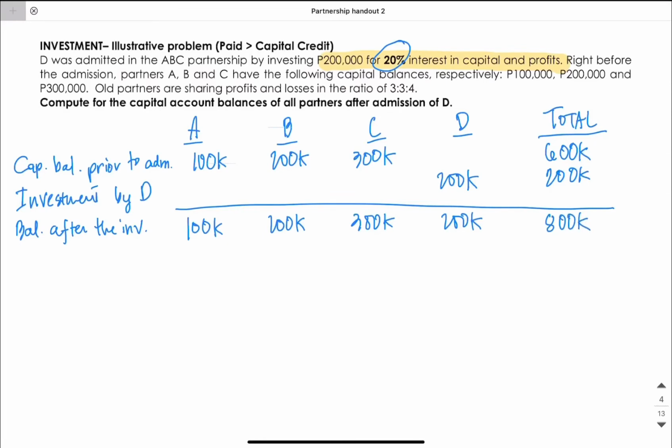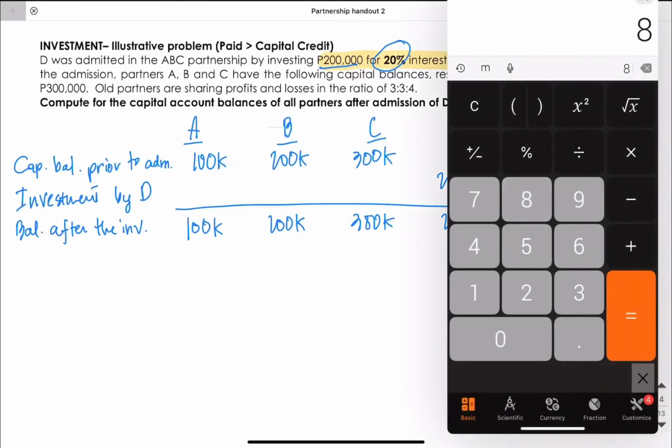But you have to check whether the agreed capital is equal to the amount actually paid by the partner. In this particular problem, it is stated that the 200,000 paid is equivalent to the 20% interest in capital and profits. So to check, we multiply the total contributed capital of 800,000 by 20%. So that will give us 160,000.